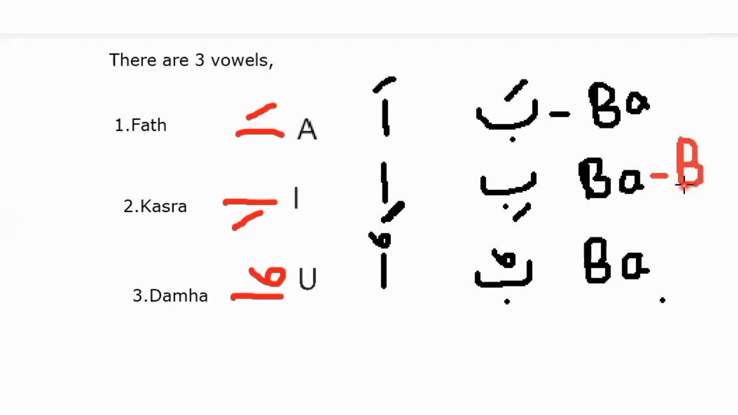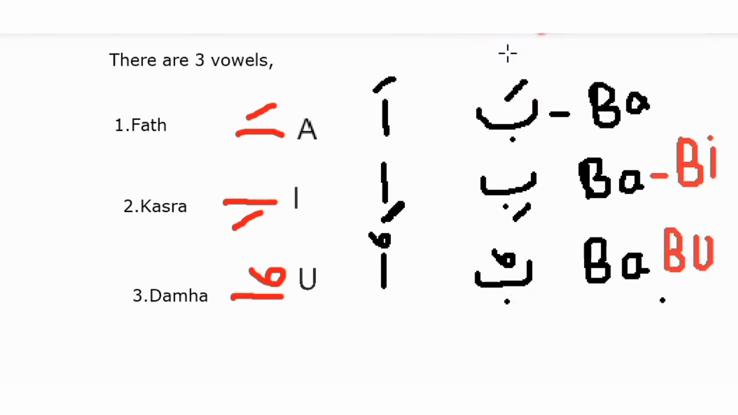Ba, Fatha, Ba, and Ba, Kasra. This is the first sound of Ba, and this is the Kasra sound. Ba, Kasra, Bi. And Ba, Damma, Bu. Ba, Fatha, Ba. Ba, Kasra, Bi. Ba, Damma, Bu. Don't stretch them.